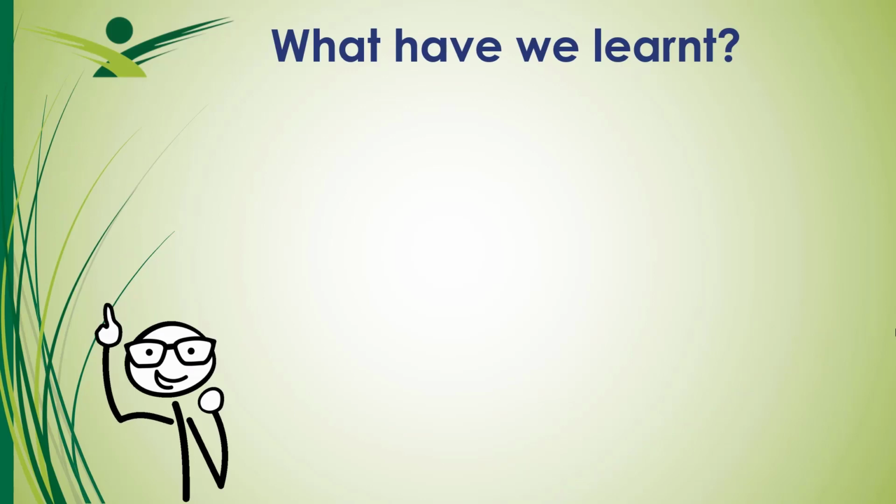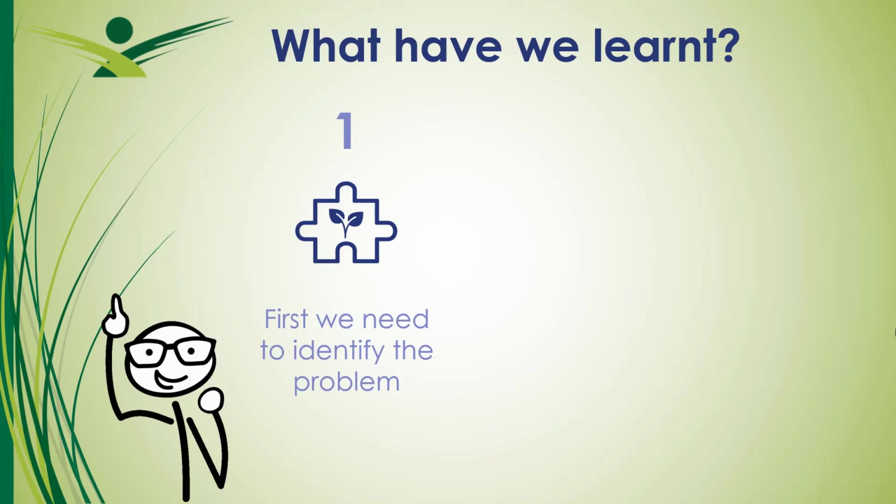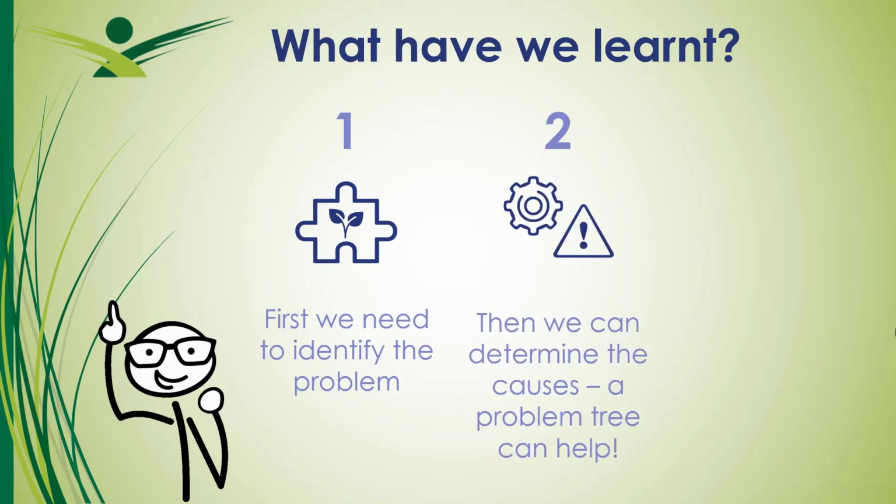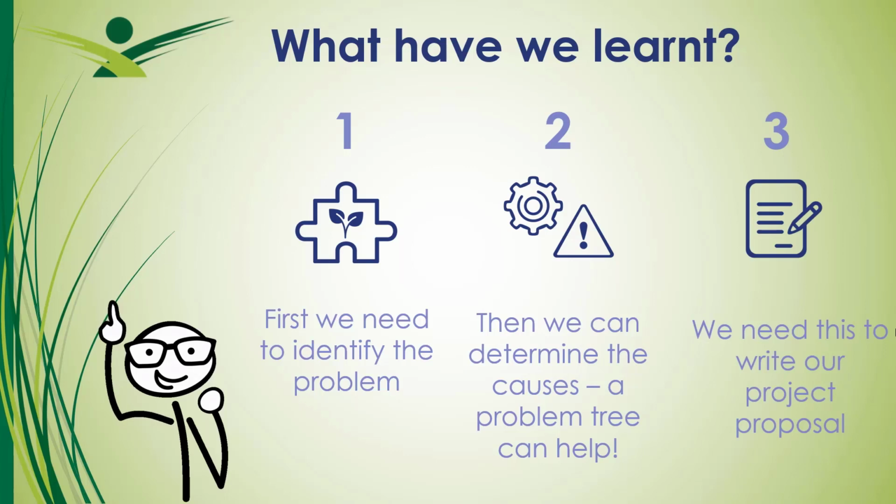So what have we learned so far? We've learned that we need to identify the problem in the first place. And then we can determine the causes. And we've shown you that a problem tree is a really useful tool to help you do this, particularly if you do it with your team. And that we need to do all of this to write our project proposal. And this includes very often proposals to funders, because they want to understand the underlying issues behind your project.